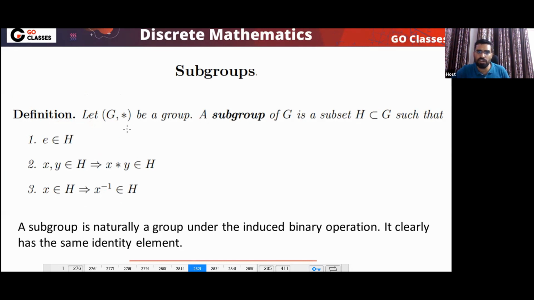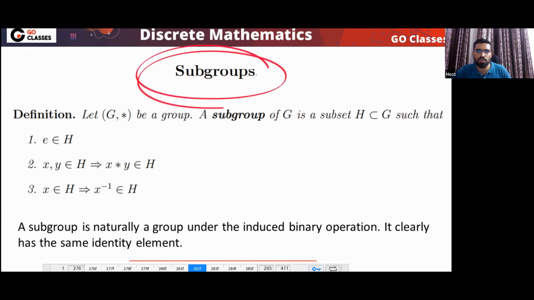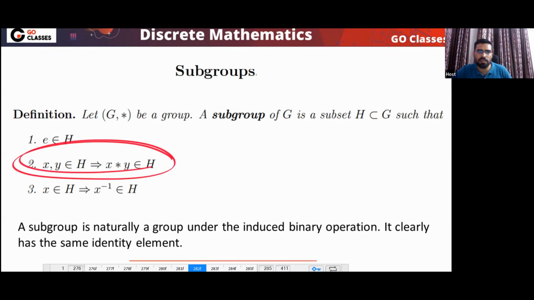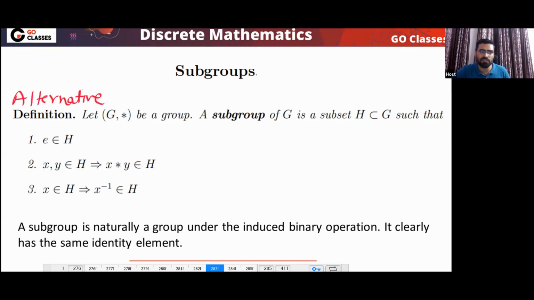See, this definition you already know. If you have a subgroup, then this must happen. Identity element must be there, closure property must be there, inverse property must be there. So this is the definition of subgroup you already know. One alternative definition we have already seen.